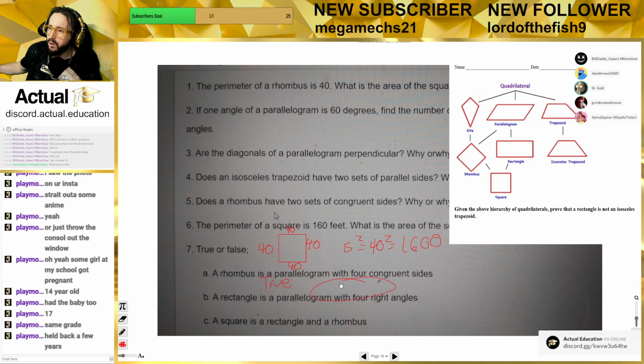A rectangle is a parallelogram with 4 right angles. That's also true. See how this is a parallelogram, but this one has 4 right angles? Also true. A square is a rectangle and a rhombus. Is that true, Nick? Yes, dude. True. Nice. Yeah, see? You can just use this hierarchy thing, dude.